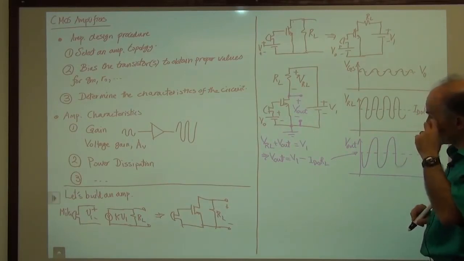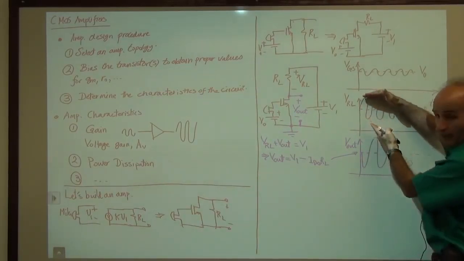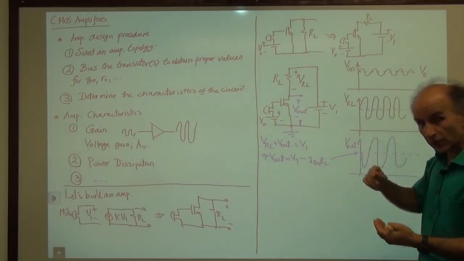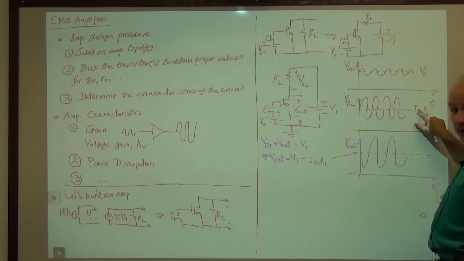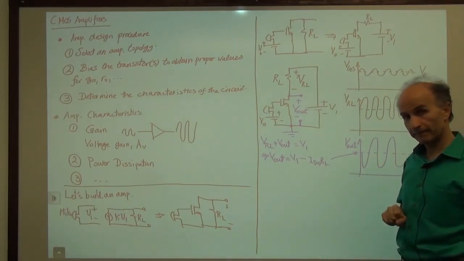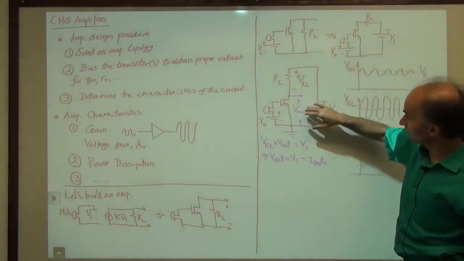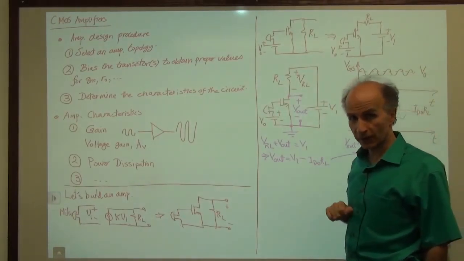Okay, so what we see is that the swing that we generate here is the same as the swing across RL. The total change is just that this DC level is different from this DC level, right? This DC level is ID0RL. This DC level is V1 minus ID0RL. But from now on, we will take this voltage as the output voltage of this circuit, this amplifier.